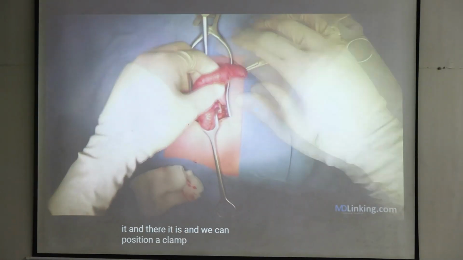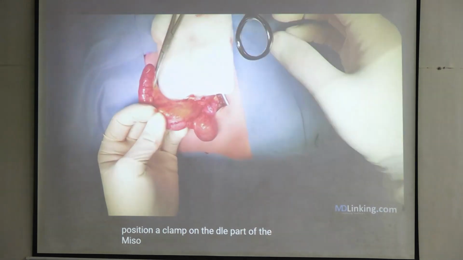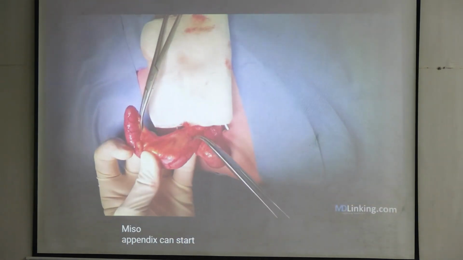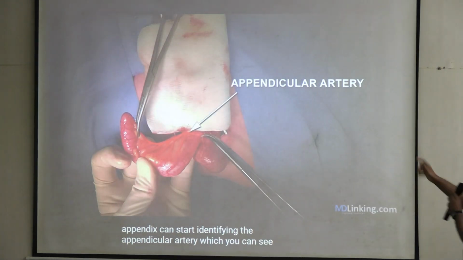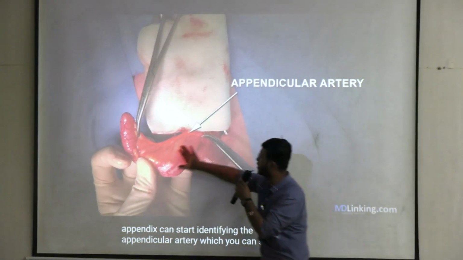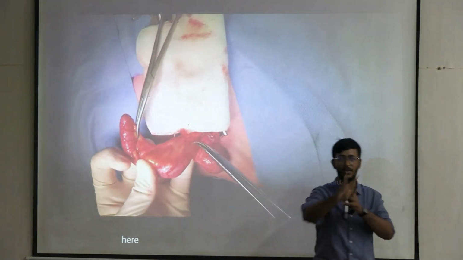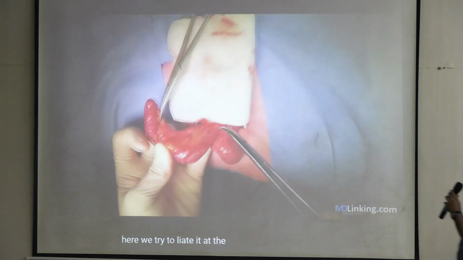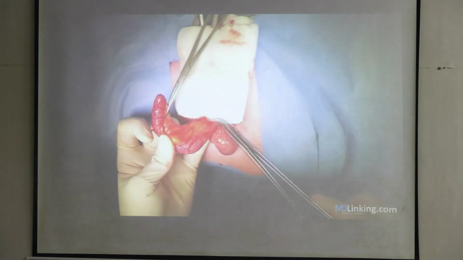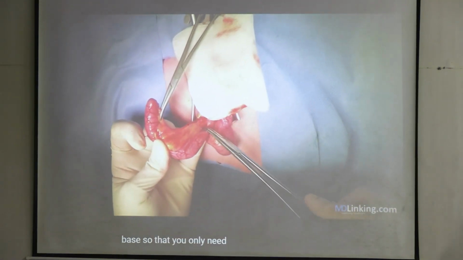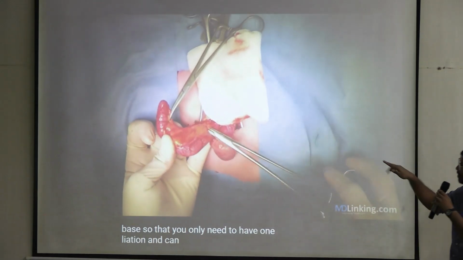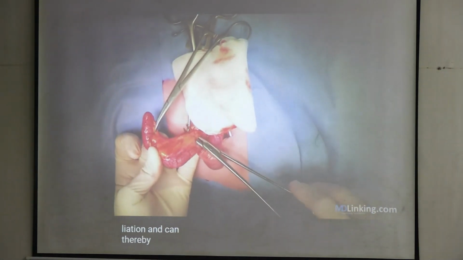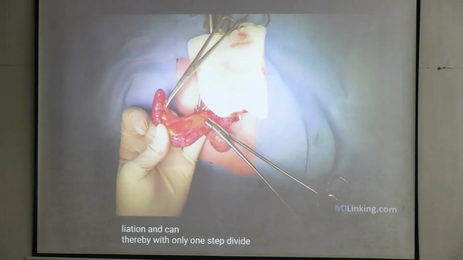Okay, he will be first ligating the mesoappendix, and then he will be ligating the appendicular artery. So that is the appendicular artery. This portion is your mesoappendix. He will be ligating both. See how he is carefully separating the appendicular artery from the base.